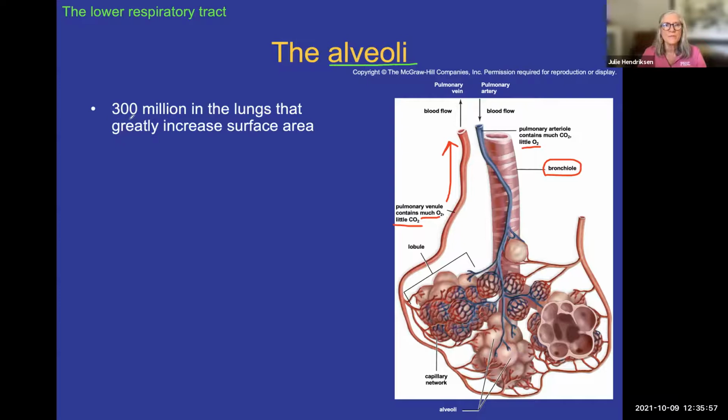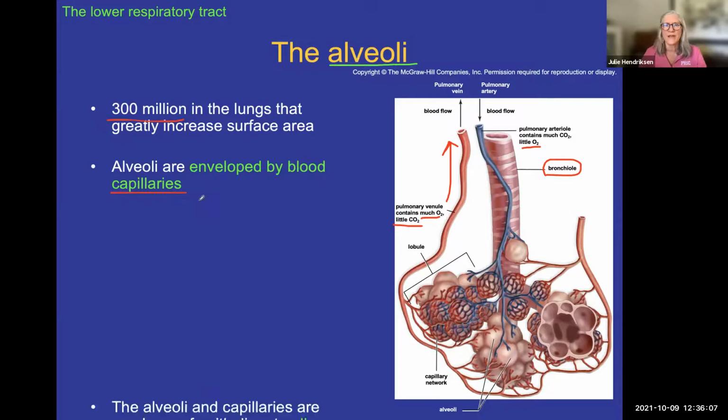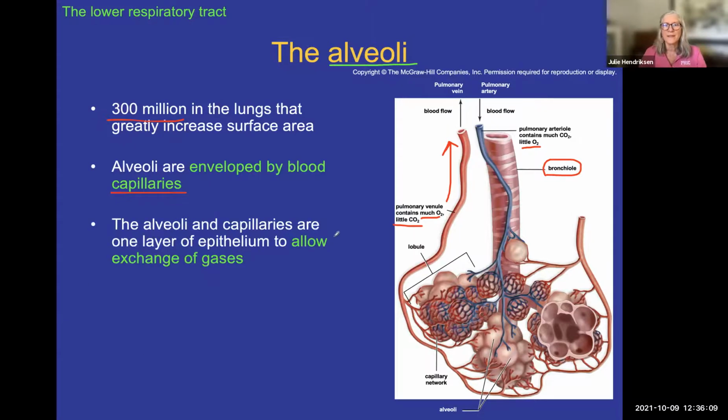So millions of them, 300 million in the lungs. You have a lot of surface area for air exchange. We know there are a lot of capillaries that cover those little air sacs called alveoli. And again, the purpose is to allow for the exchange of gases.